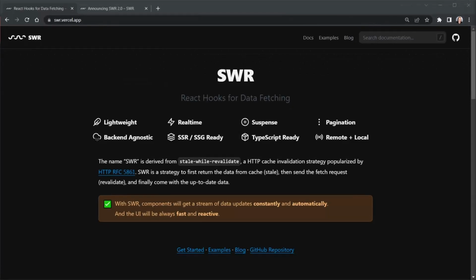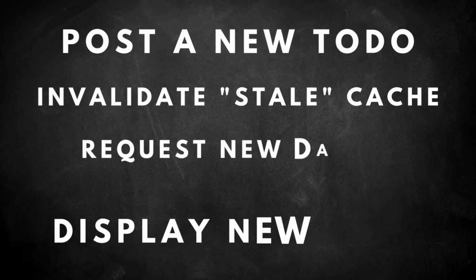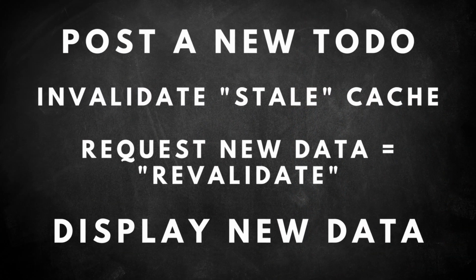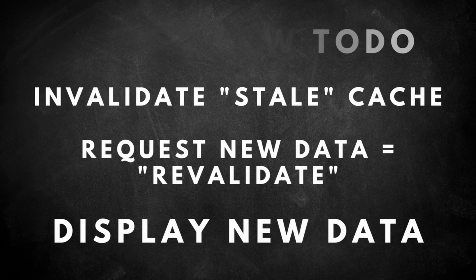Here you see the main page for SWR, which is named after a cache strategy that means stale while revalidate. This means the user interface will show you the stale data until the cached data is revalidated. The process in a to-do list would be post a new to-do, then invalidate the current cache, which is now considered stale, then request new data for the cache, which is revalidating, and then display that new data.